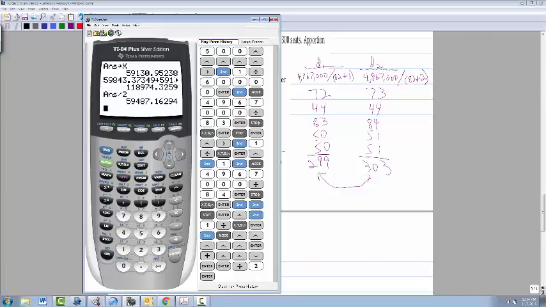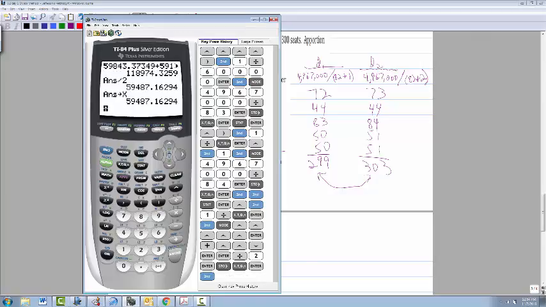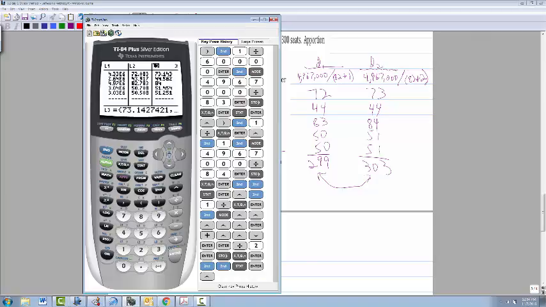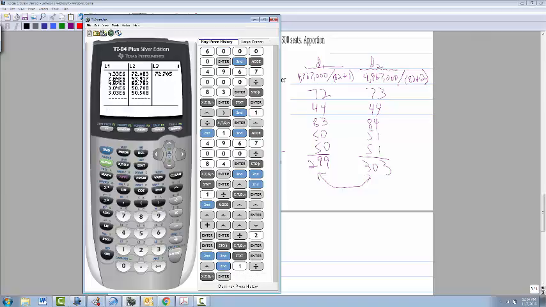You don't have to do what I'm doing here. You would have to just physically type them. Have them written down and then type them. Store X. Boom. Now I have 59,487. Go back into my stat edit. And I'm just going to use L3 again. L1 divided by X, because I stored it in there. Press enter.